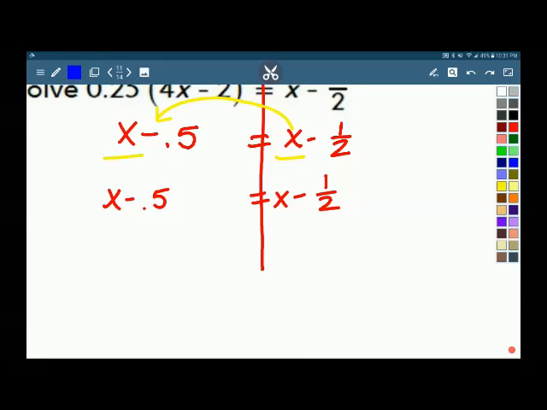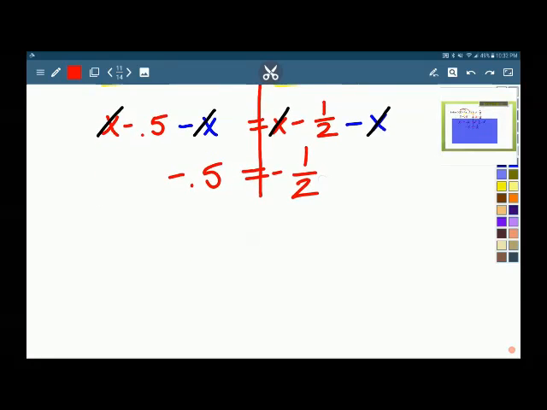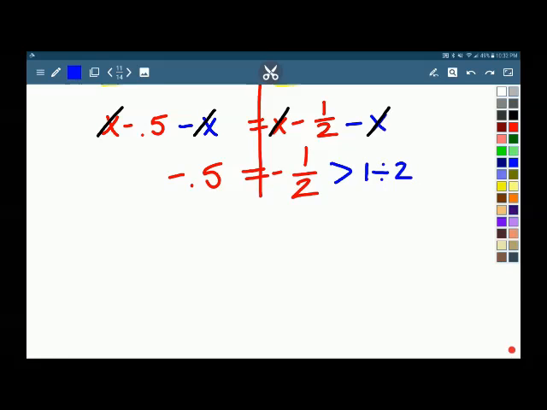And since it's a positive x, I'm going to insert a negative x on both sides. Positive x and negative x become 0 on both sides, canceling out, giving me -0.5 equals -1/2. Now, if you're not sure if those two are equal, just type 1 divided by 2 in your calculator to make this fraction into a decimal, and it will give you -0.5. That is true. -0.5 is equal to -0.5.